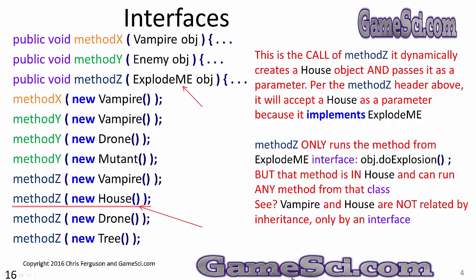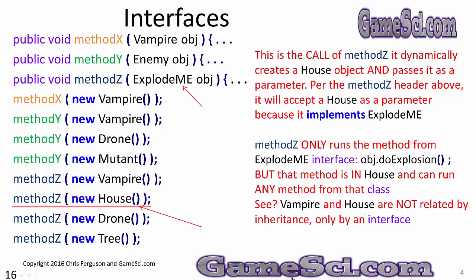It dynamically creates a house object and passes it as a parameter. Per the method Z header above, it will accept house as a parameter because house implements ExplodeMe. Method Z only runs the method from the ExplodeMe interface. It says obj.doExplosion. But that method is in house and can run any method specific to the class house.